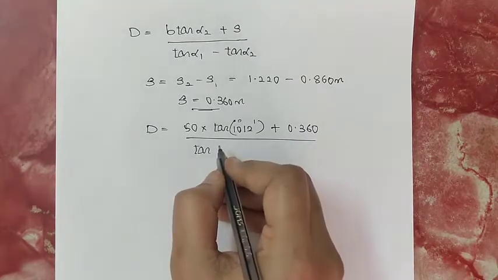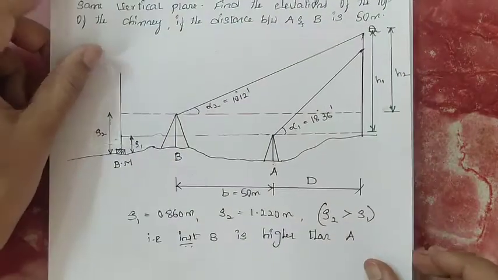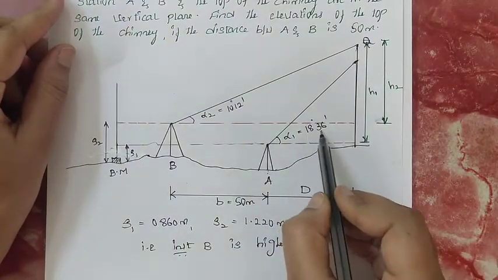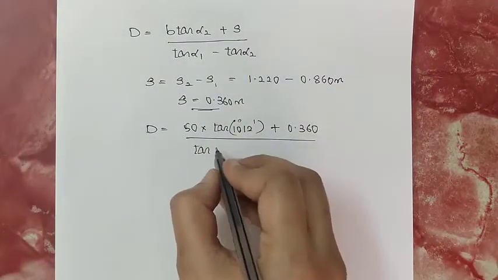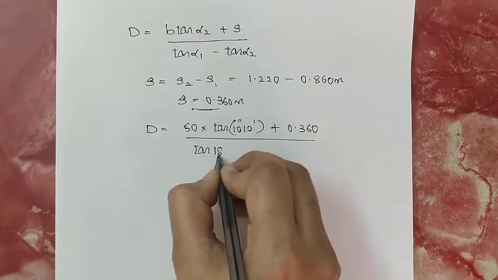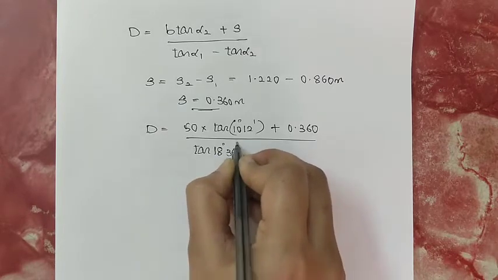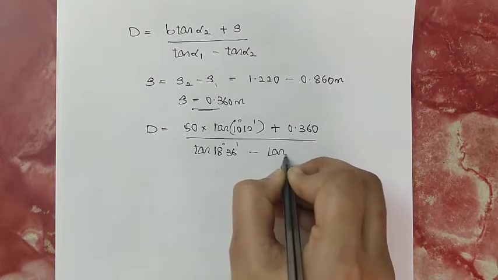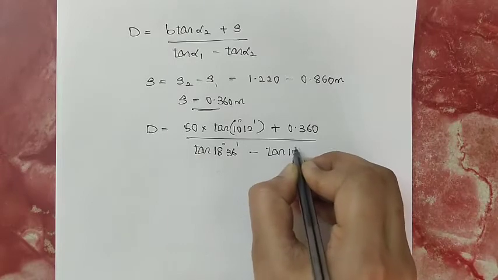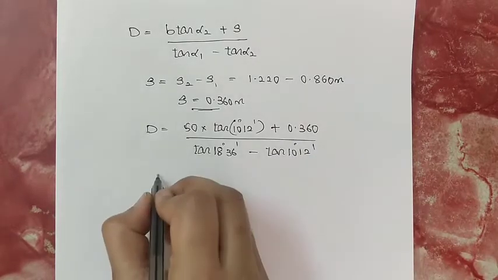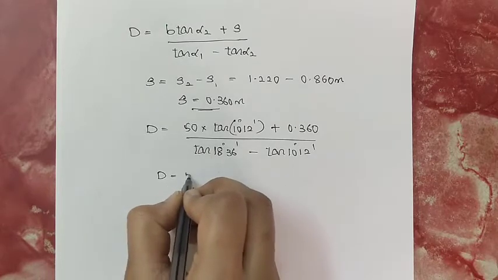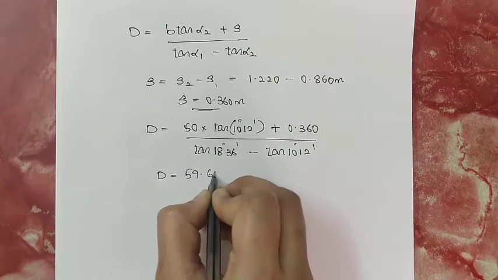Tan alpha 1 you can observe here, it is 18 degree 36 minutes, alpha 2 is 10 degree 12 minutes. Okay, alpha 1 is 18 degree 36 minutes minus tan alpha 2 is 10 degree 12 minutes. Upon simplification, you will get distance D value as 59.60 meter.